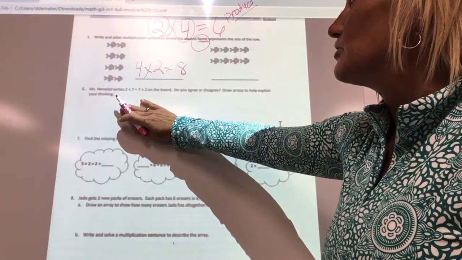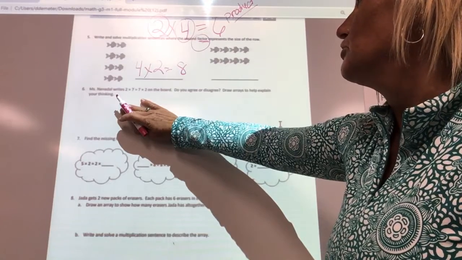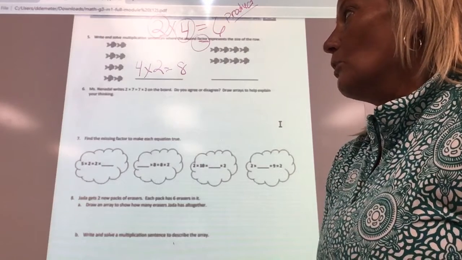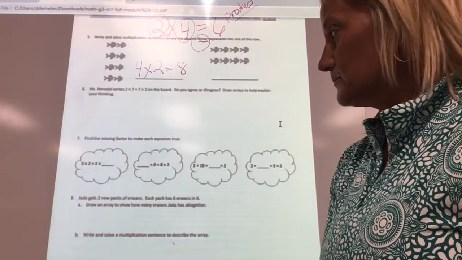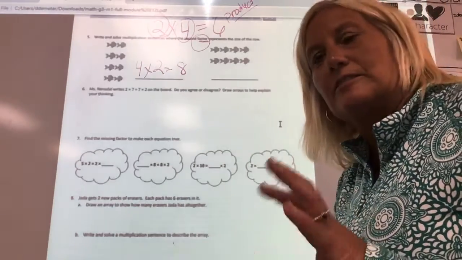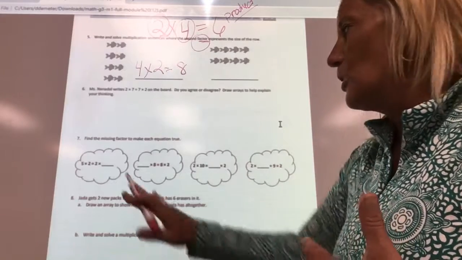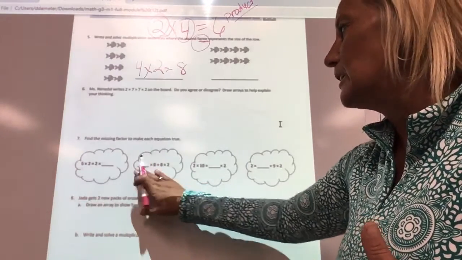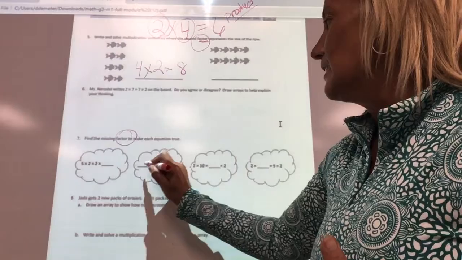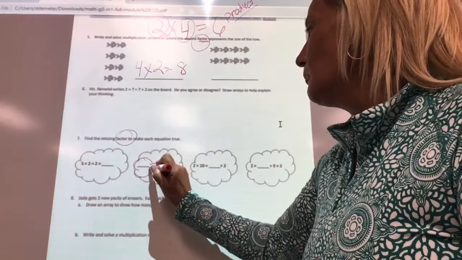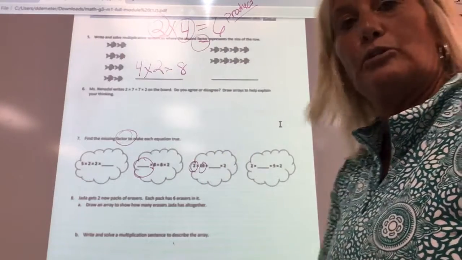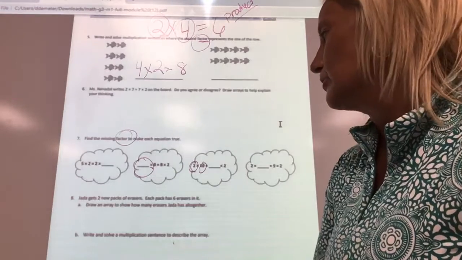Miss Nealman writes 2 times 7 equals 7 times 2 on the board. Do you agree or disagree? So you're going to tell me, do you think that she's right, or do you think she's not right, and why? And this is more repetitive down here. They're turnaround facts, right? We've done a lot of turnaround facts and fact families. So you're basically just turning around that fact and filling in the missing factor. Because remember, that factor word is the number multiplied by the other number, right? Anything that's multiplied, two numbers multiplied together, both those numbers are factors.